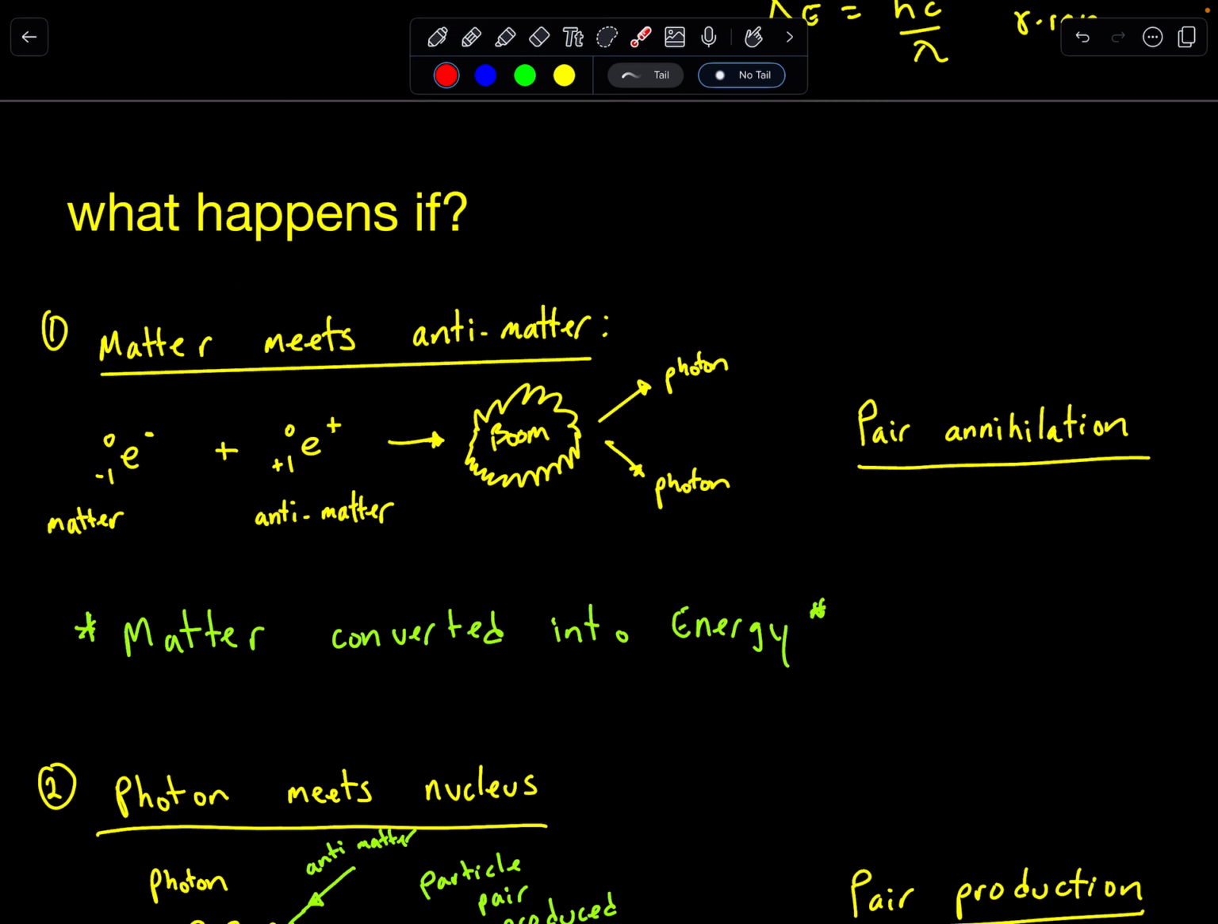Well, this happens all the time. Matter and antimatter exist on our planet. Okay, for an example, what happens if an electron meets a positron?